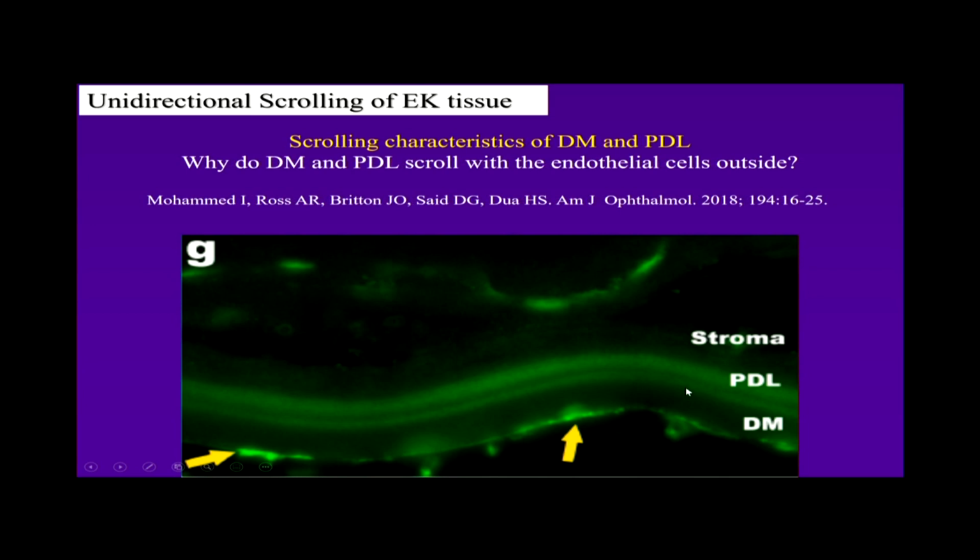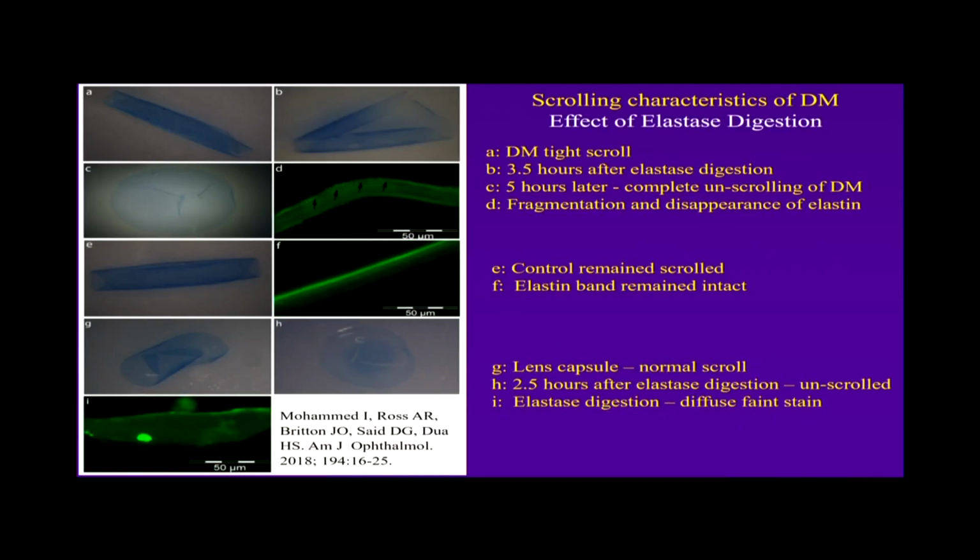So it's not just in the separated tissues, but it is also in the whole cornea that you see this unique distribution of elastin in the pre-Descemet's layer and the Descemet's membrane. Now, the proof is in this diagram here, this montage. That is Descemet's membrane, nicely scrolled, endothelial cells outside.